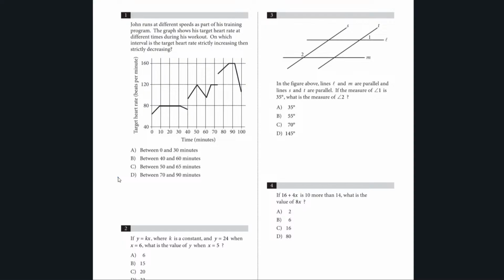John runs at different speeds as part of his training program. The graph shows his target heart rate at different times during his workout. On which interval is the target heart rate strictly increasing, then strictly decreasing? Well, at this interval we go from increasing to constant to decreasing, so that's not true. At this interval we go from increasing to decreasing. That looks to be the only one that seems to hold true. And then at the remainder it kind of increases, then goes constant, increases, constant, then decreases. The only one that's an increase, then a decrease, is between the minutes of 40 and 60.